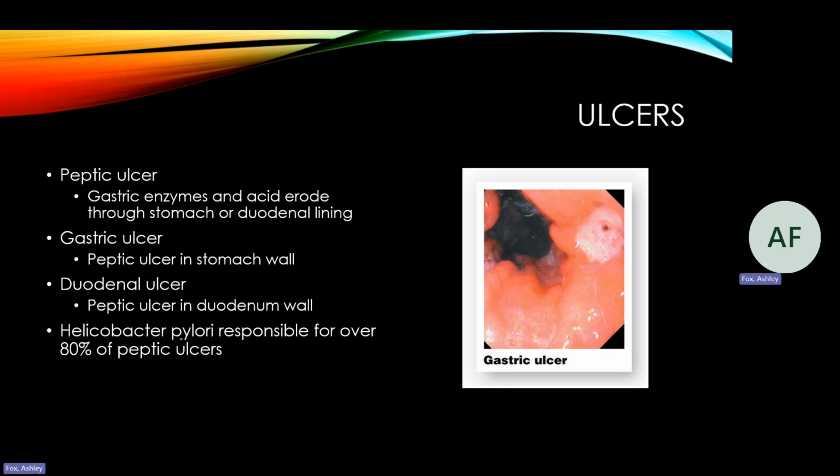Helicobacter pylori is a bacteria that can cause inflammation of the wall of the stomach or the duodenum. And then it can cause kind of the inflammation that leads to acid and enzymes breaking down the stomach and causing even more damage. So a lot of times it's caused by a bacteria, Helicobacter pylori.